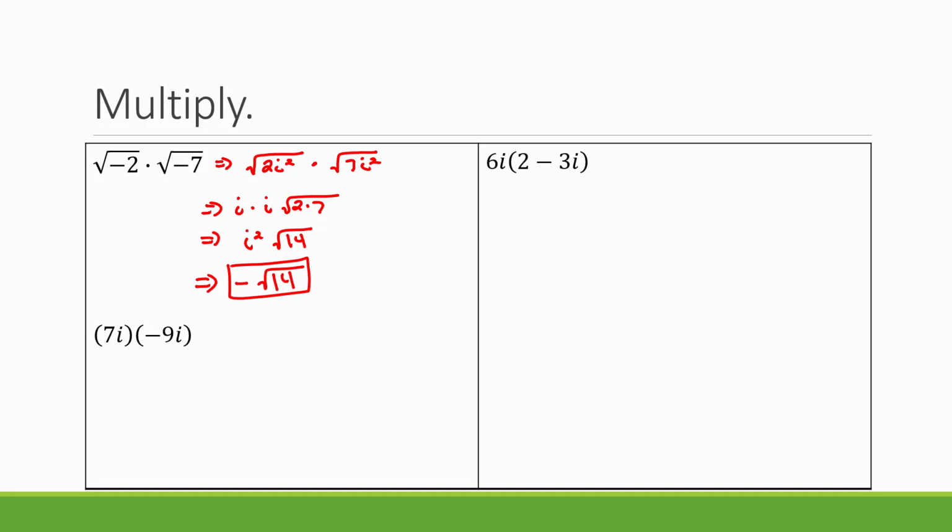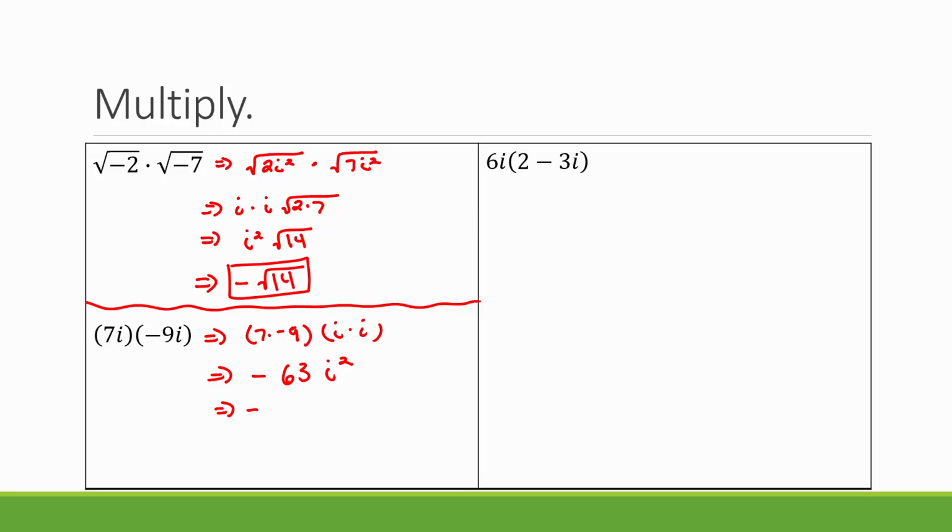Now in the second example, 7i times -9i, we don't have any square roots, so we just want to multiply that out. So you're multiplying 7 times -9 and i times i. So -63, and i times i is i squared. Remember, i squared outside of your radical, you change that to -1 to simplify it. So -63 times -1, and that negative times the negative would make that +63.